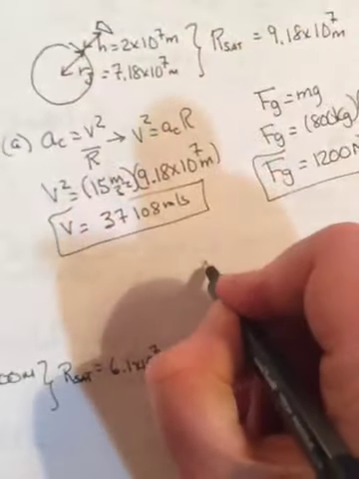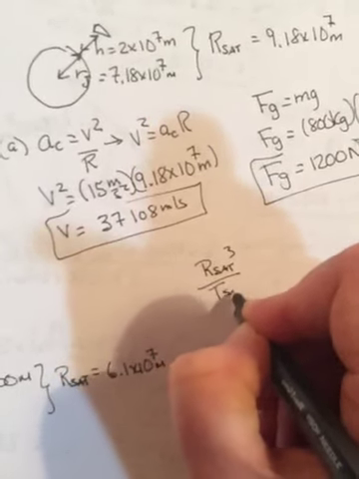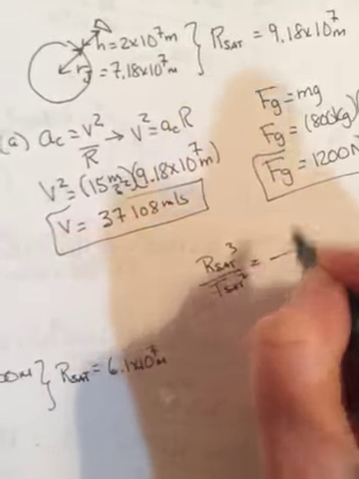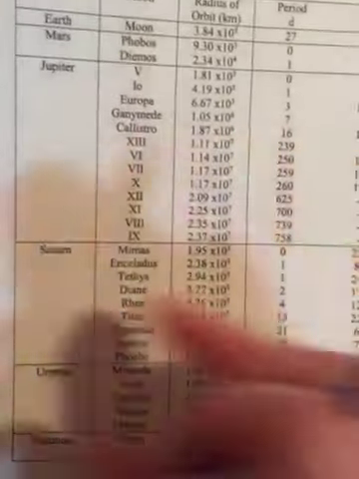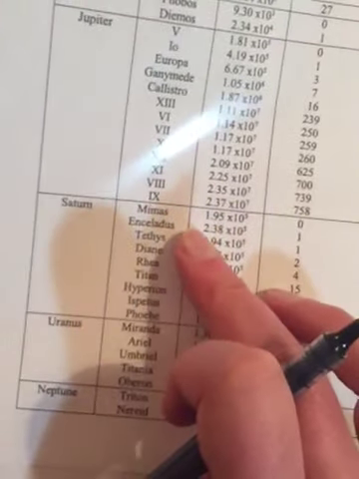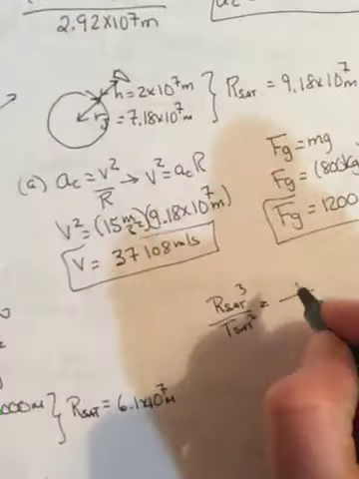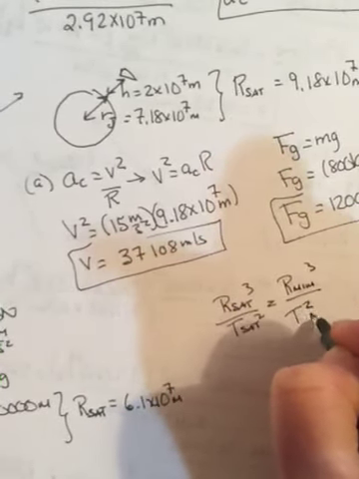So it has to be r cubed over T squared equals r cubed over T squared. To use this one, it's going to be r of the satellite cubed over T of the satellite squared. And we need something else that's orbiting the same central body. So this is where we go to the lower chart, and we have a whole bunch of moons of Saturn. Now, the answers that you have are for the first moon. I always pick the top one. So it's going to be Mimas. So this will be r cubed of Mimas over T squared of Mimas.